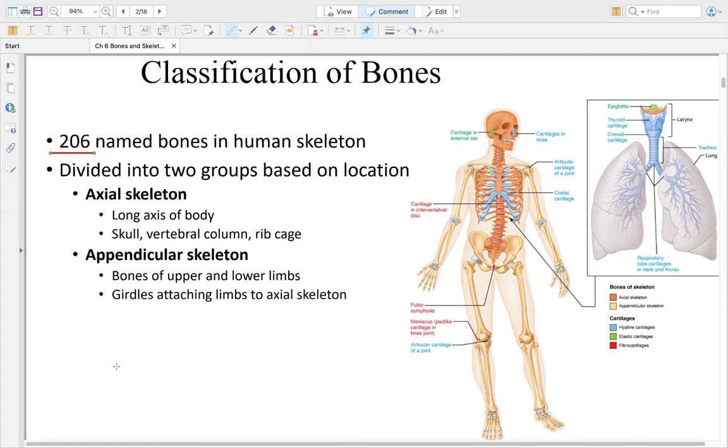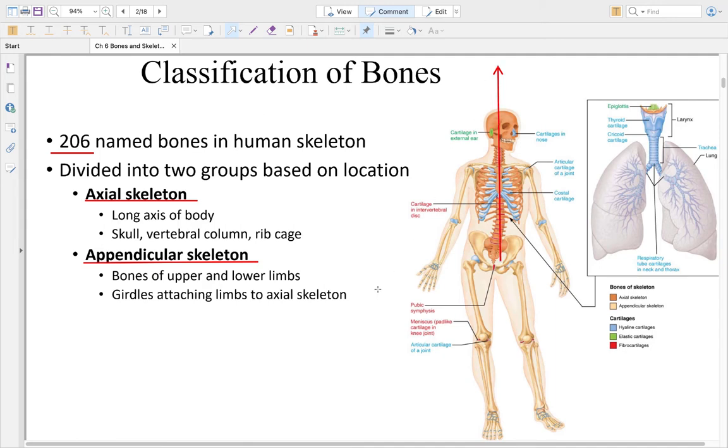Now, when we initially divide up the bones, the first classification is based on the fact that our bones are put into two groups: the axial skeleton and the appendicular skeleton. The axial skeleton is going to run like the axes of a graph, parallel. And so it'll include the skull, the vertebral column, and the entire rib cage.